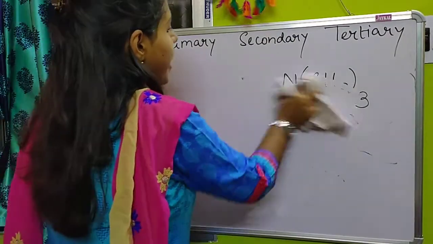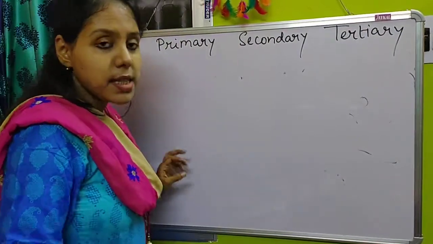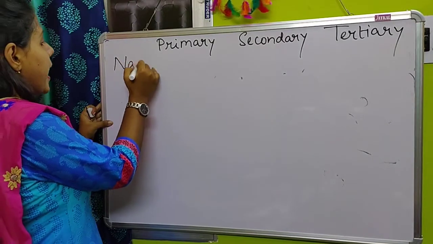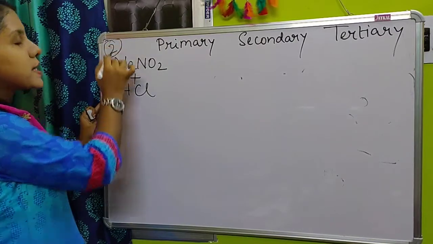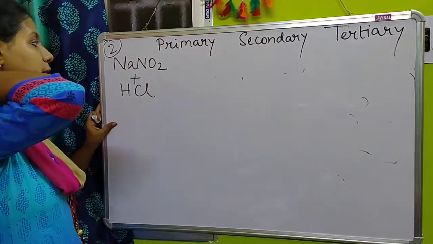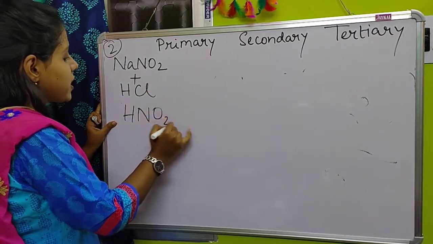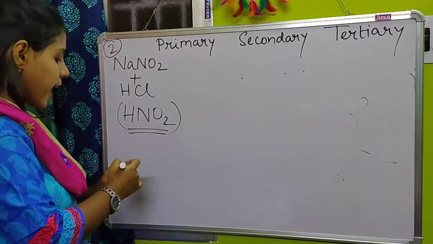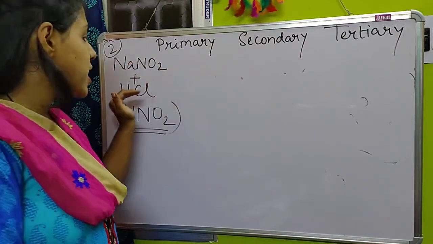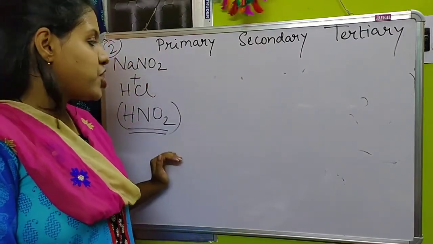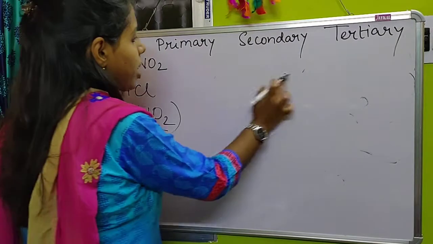Next, by using sodium nitrite and HCl, that means NaNO2 plus HCl, this mixture we have to use. This is the second point of difference between them. A mixture of NaNO2 and HCl will make nitrous acid, that is HNO2. As HNO2 is not very stable, we always have to use a mixture of sodium nitrite and hydrochloric acid to get nitrous acid. So now what will be the reaction for primary, secondary and tertiary? We will see here one by one.